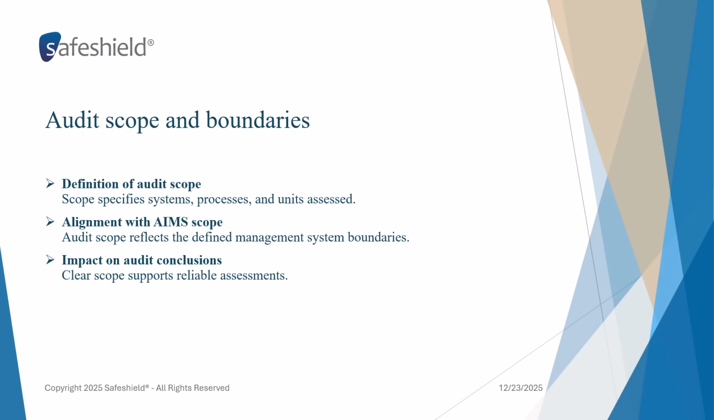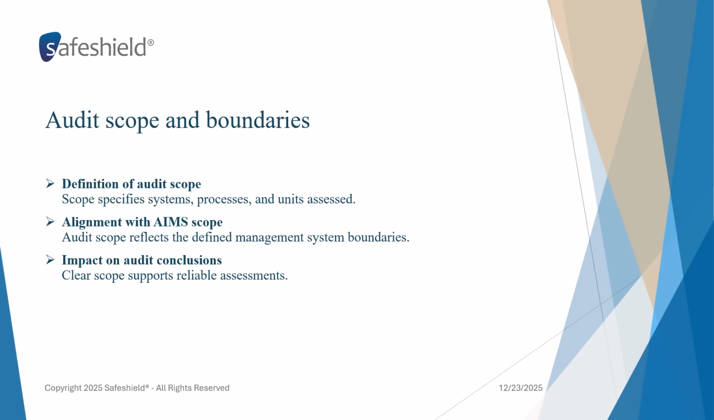Auditors review scope statements and test alignment with operational reality. They will verify that AI systems observed during the audit fall within the defined scope and that governance controls are applied consistently. Misalignment between documented scope and actual practices is a common source of audit findings.